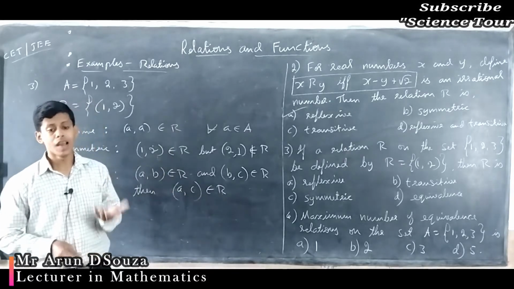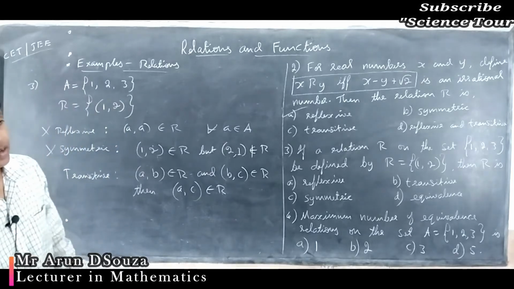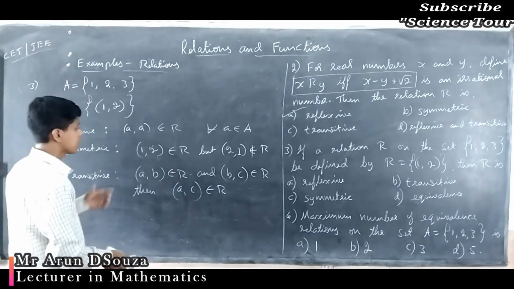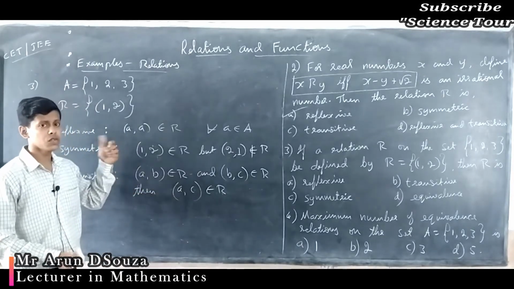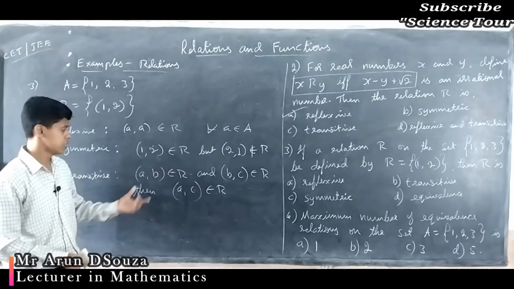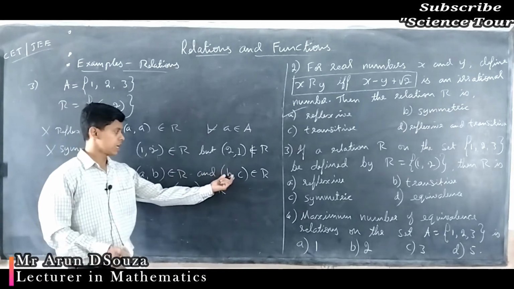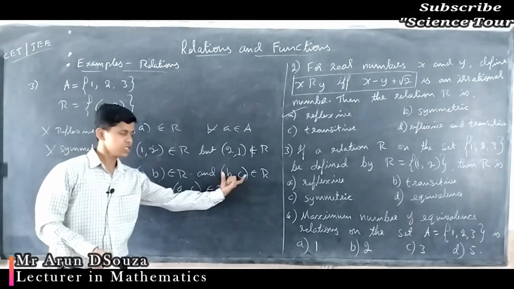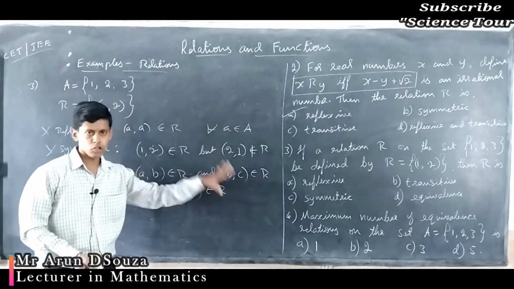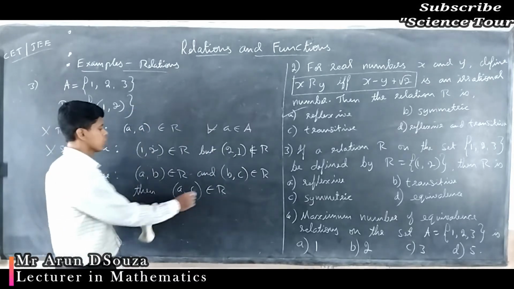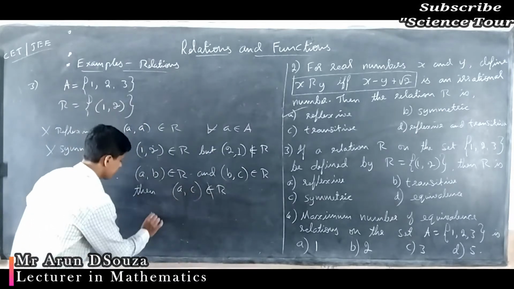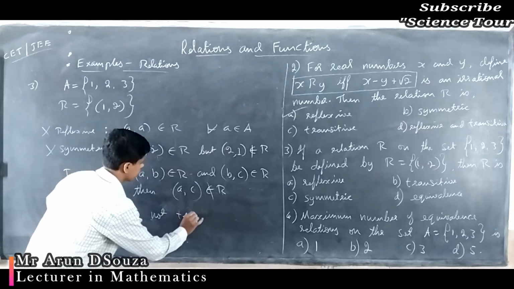So when you give a counter example, when you give an example to say that it is not transitive, how should it be? The first ordered pair must be there in the relation. Starting with the same B, you must have the second ordered pair, that also must be there in the relation, and A comma C shouldn't be there. Then we can say it is not transitive.